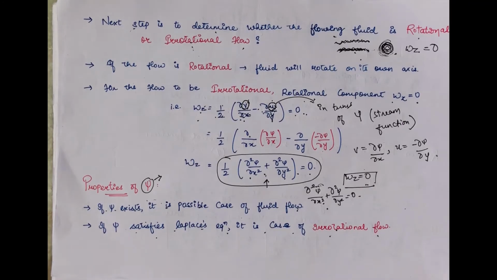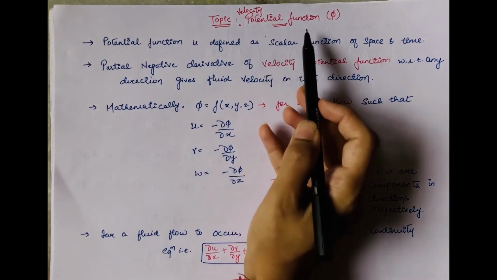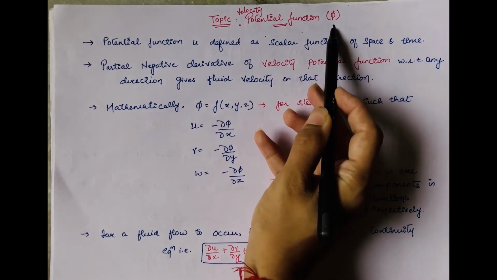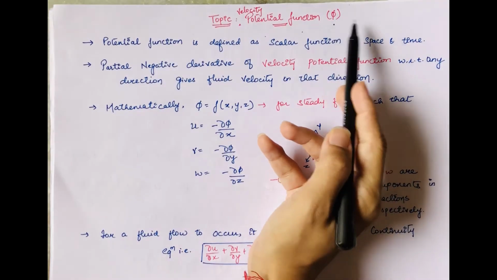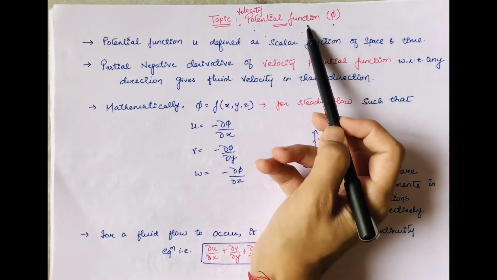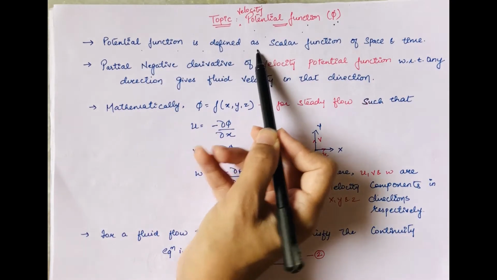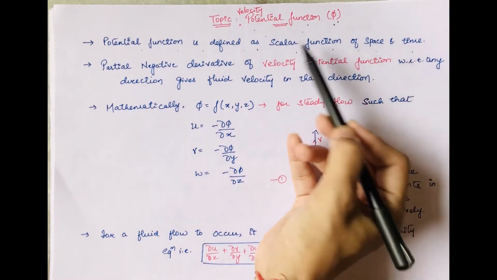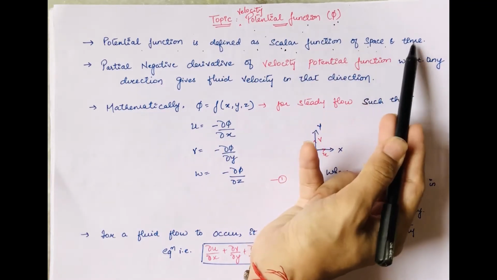Okay, now moving towards the second theory, which is the velocity potential function. Okay, velocity potential function phi. The one which we studied right now was stream function psi, and this is velocity potential function phi. Okay, so again here the potential function is defined as a scalar function of space and time. So magnitude is taken into consideration and not the direction. So again it is a scalar function of space and time.